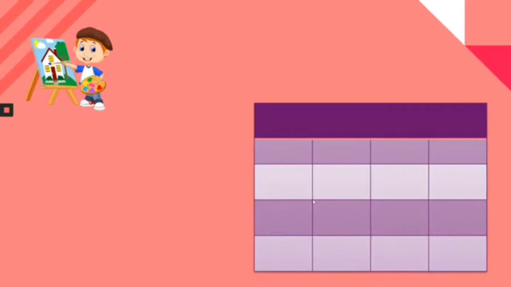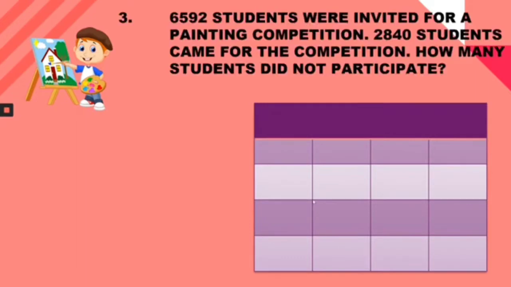Now children, I want you to solve this example by yourself. Let's read the problem. 6,592 students were invited for a painting competition. 2,840 students came for the competition. How many students did not participate? Okay, children. Now let's check your answer.